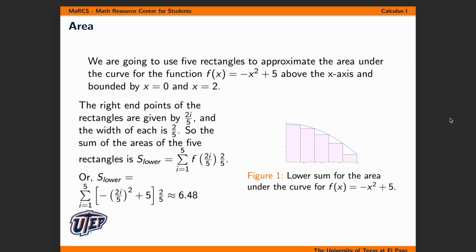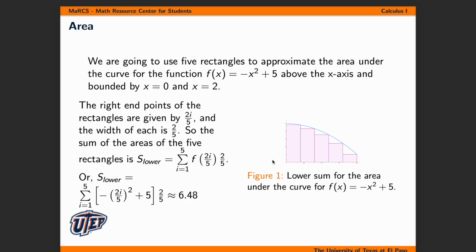So now we can use the 5 rectangles to approximate the area under the curve for the function f of x equals negative x squared plus 5, above the x-axis and bounded by x equals 0 and x equals 2. So we have 5 rectangles, and we can use the right endpoints of the rectangles, and those will be given by 2i divided by 5. So this endpoint right here for the first rectangle will be 2 times 1 divided by 5. This second endpoint will be 2 times 2 divided by 5, and so on. And we see that the width of each of these rectangles will be 2 divided by 5.